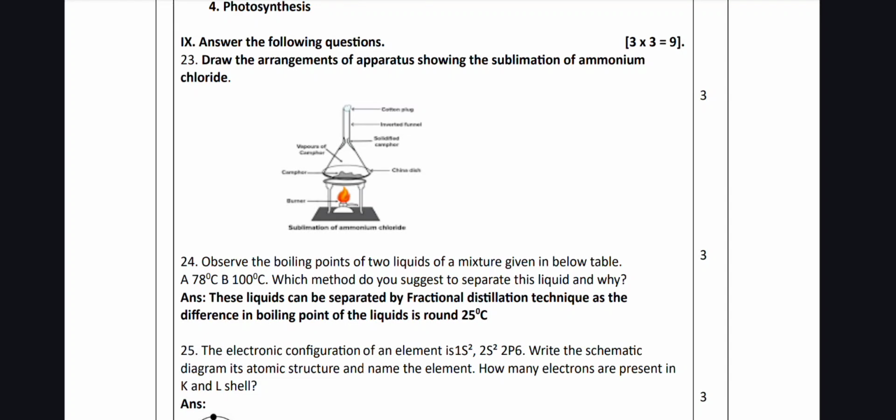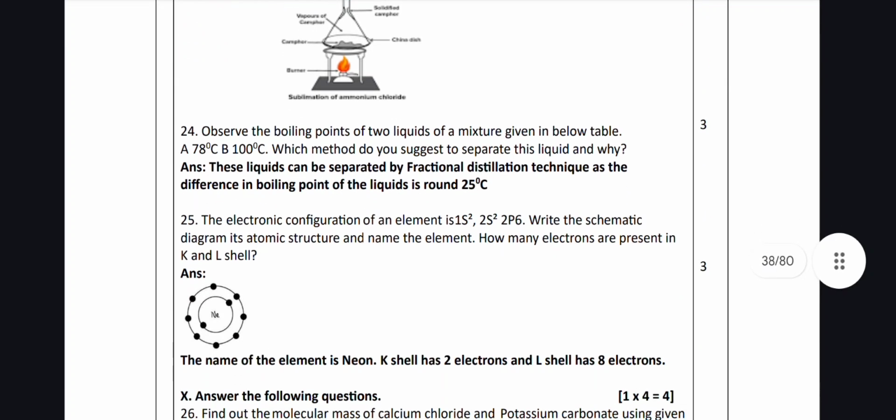So next, the china dish I have kept over there. The camphor is melting, so the vapor of the camphor... You have a burner, a mat and a benzene burner over there, and a stand and everything. So this is the sublimation process of ammonium chloride.